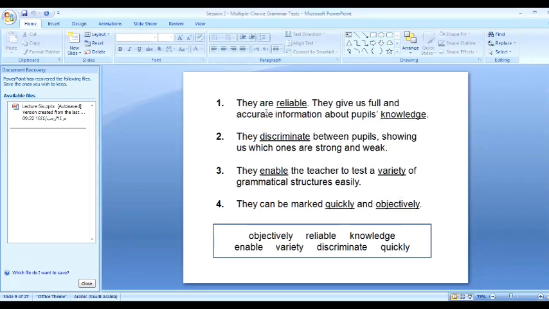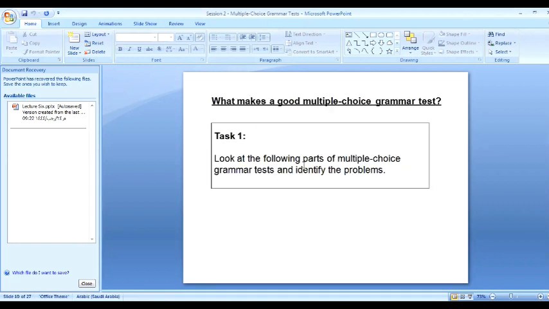So number one, they are reliable. They give us full and accurate information about pupils' knowledge. They discriminate between pupils, showing us which ones are strong and weak. They enable the teachers to test a variety of grammatical structures easily. They can be marked quickly and objectively. So these are the advantages of the multiple choice grammar test.